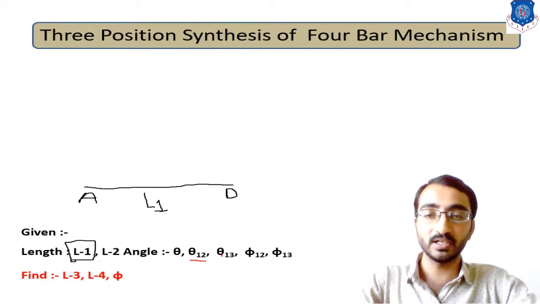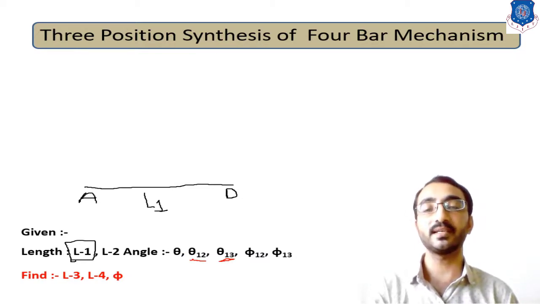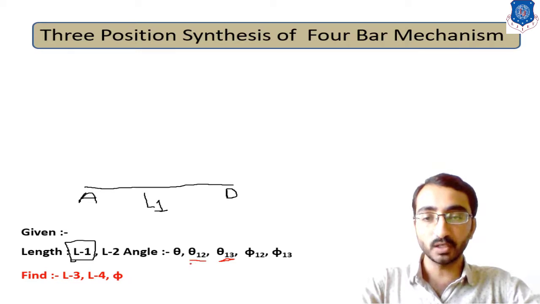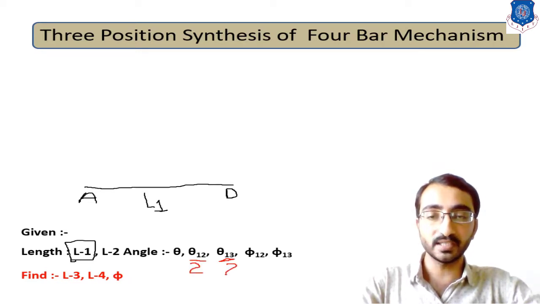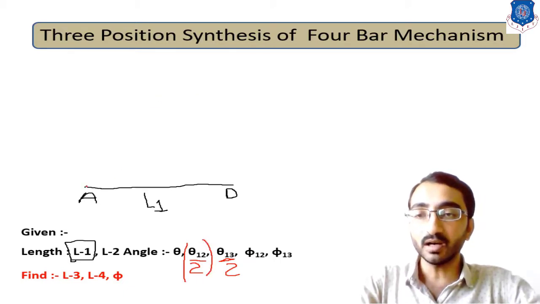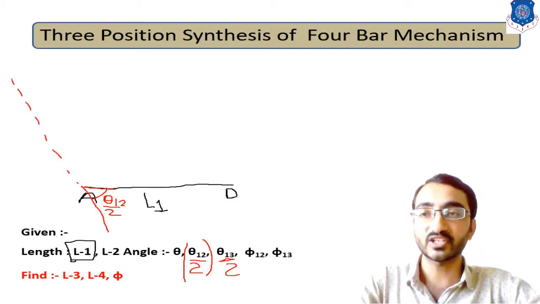Okay, we are familiar that theta 1 2 is the angle between the first and second position of the input link, and similarly theta 1 3 is the angle between the first and third position. So over here we have to consider theta 1 2 by 2 and theta 1 3 by 2. Take data from these angles and draw a line which is inclined with this horizontal line, making an angle of theta 1 2 by 2. For the first case, it is theta 1 2 by 2, and we have to sketch this line with a dashed line.